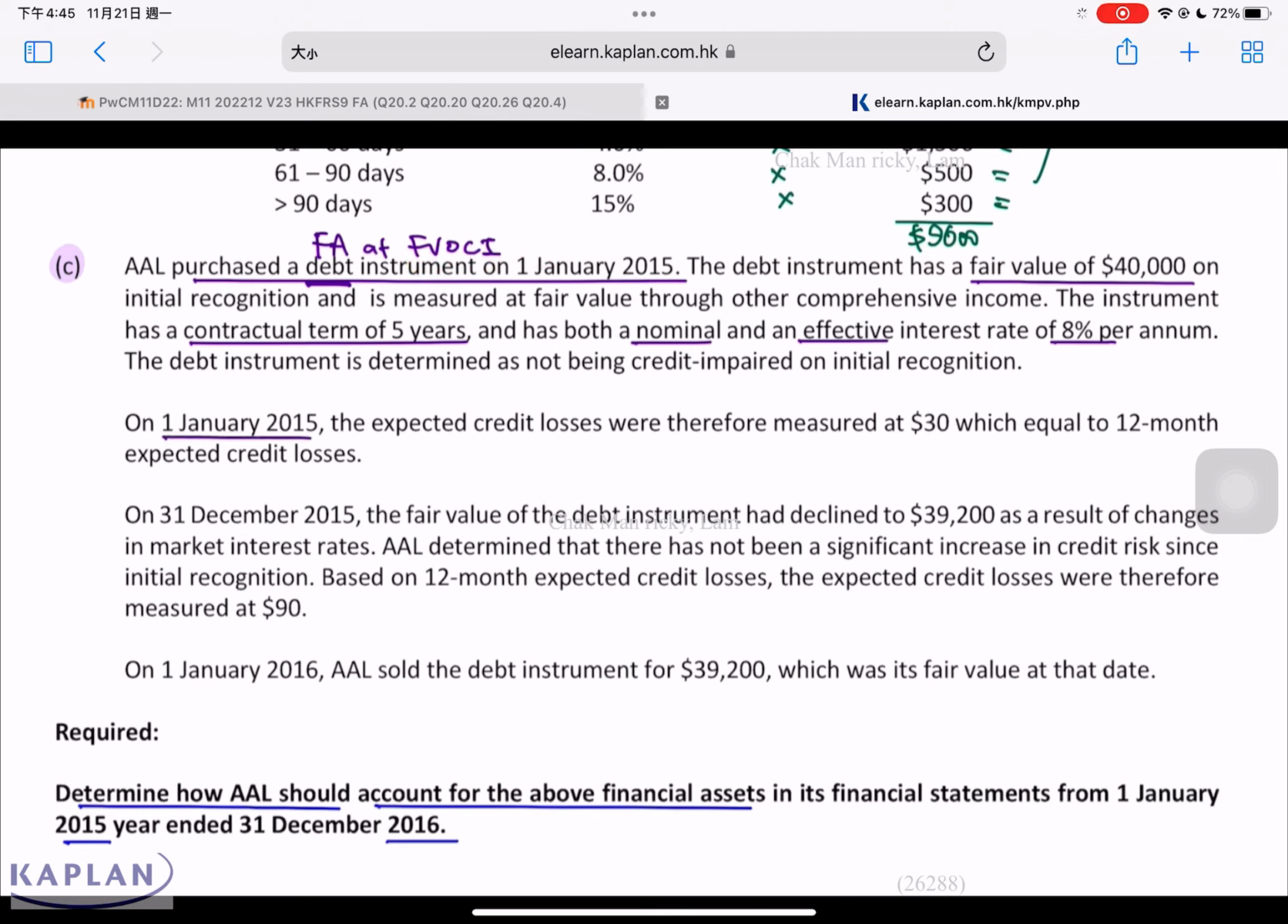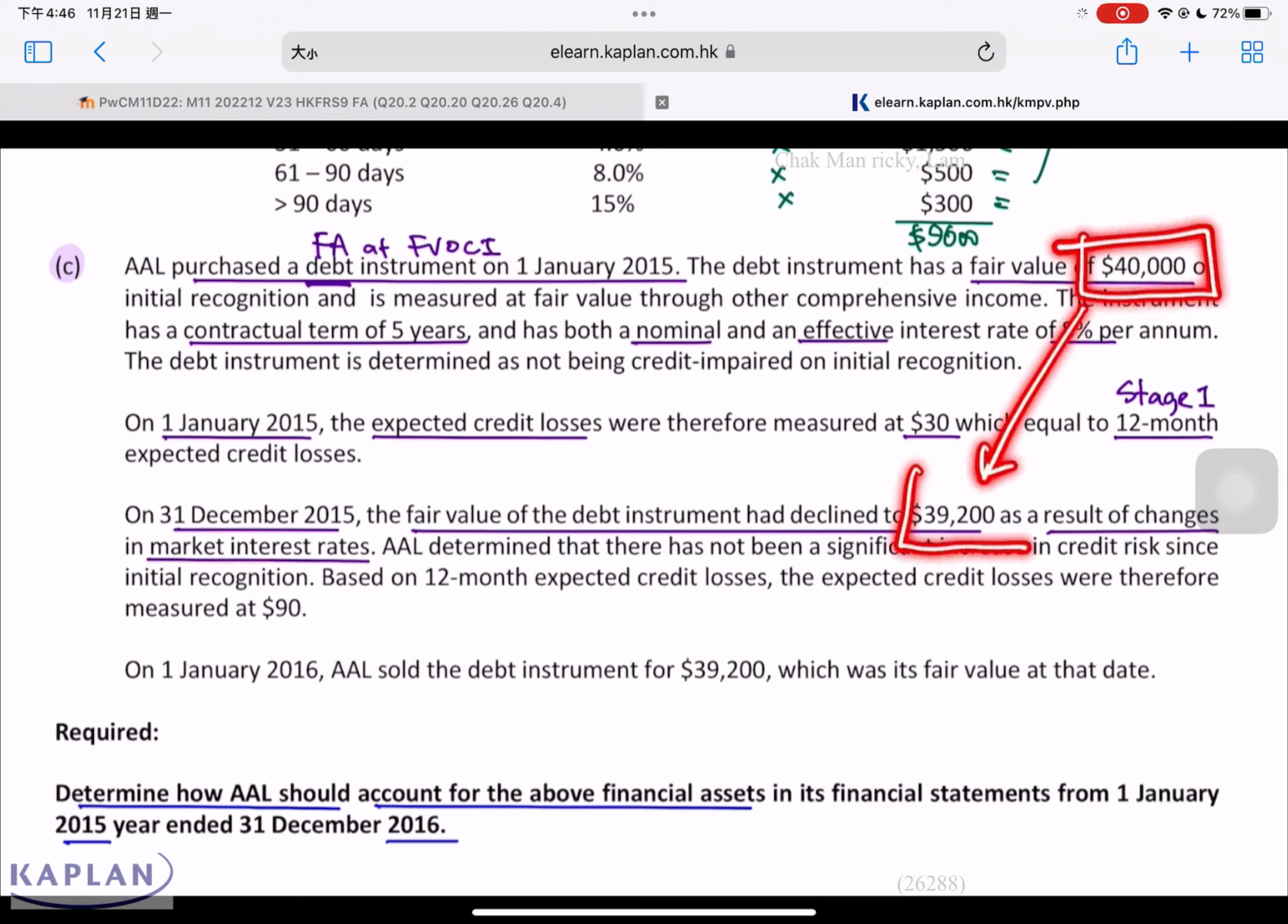1st Jan 2015, at the date of purchase, the expected credit losses were therefore measured at $30. Stage 1 assets. When it comes to year end, 31st December 2015, the fair value of the debt instrument had declined to 39,200 as a result of changes in the market interest rate. Initially it's 40, now it's 39,200. There's a minus of $800.